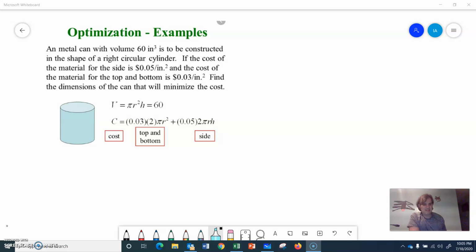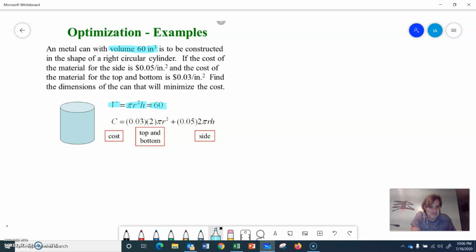It says a metal can with a volume of 60 inches cubed. So down here, volume equals 60 inches cubed. And in the middle, we were already given the formula for the volume of a cylinder. If you don't know that, you can always look it up, but it's pi r squared h. So that's the radius squared times the height times pi. It is to be constructed in the shape of a right circular cylinder.